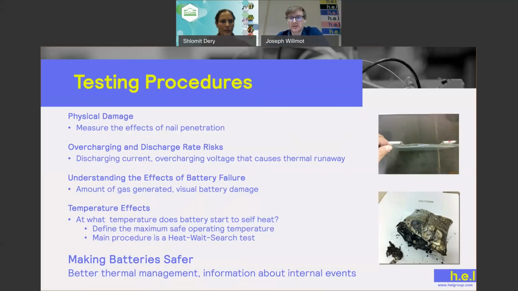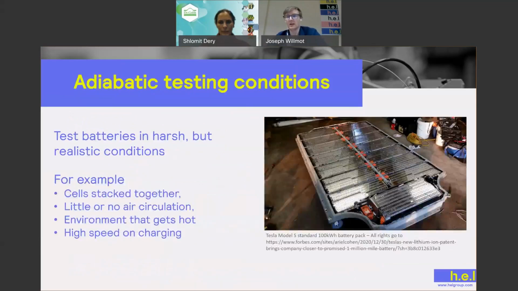So as I mentioned, adiabatic conditions. Why do we want to use adiabatic conditions? Well, adiabatic testing conditions are essentially a representation of the absolute worst case scenario that a cell or battery pack could find themselves in. Adiabatic conditions are when there are no heat losses from the cell. Any energy that the cell generates is reabsorbed by the cell, going back into the cell to again increase its rate of reaction and potentially take it to a point of thermal runaway.